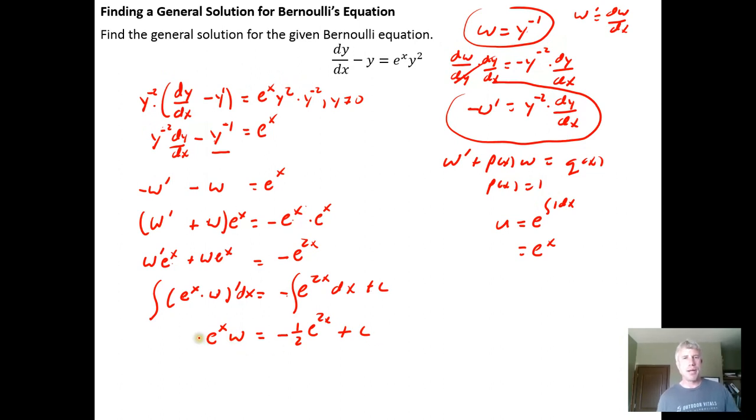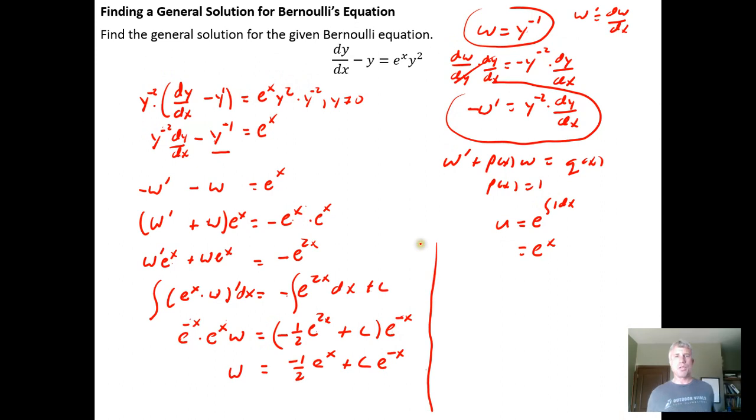And then to get the w by itself, I can multiply both sides by e to the opposite of x. E to the opposite of x times e to the x is 1. So we get 1 times w is w equals, distribute into the parentheses, so we get negative 1/2 e to the 2x times e to the opposite of x, which is just e to the x, plus c e to the opposite of x.